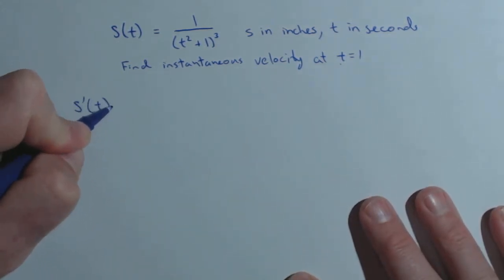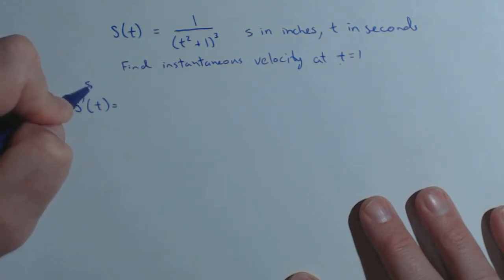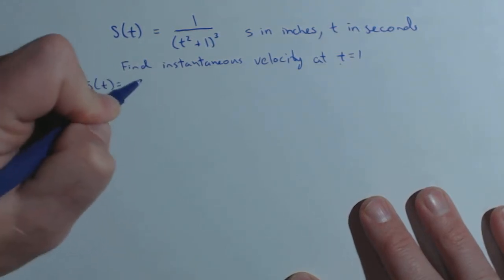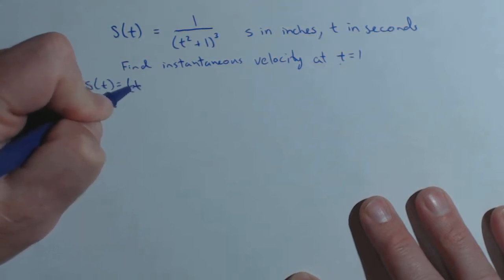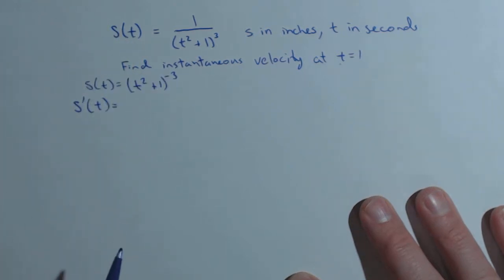So first we need s prime of t, and I think with a problem like this, it's easiest to rewrite s of t first as a power function. You don't need to, you could use the quotient rule on this, but I think this is a little quicker. So (t squared plus 1) to the negative third.